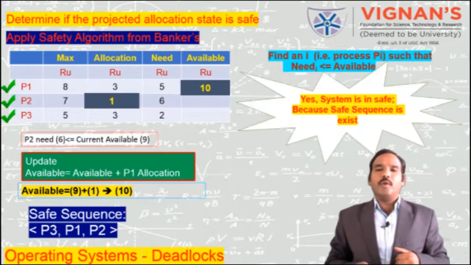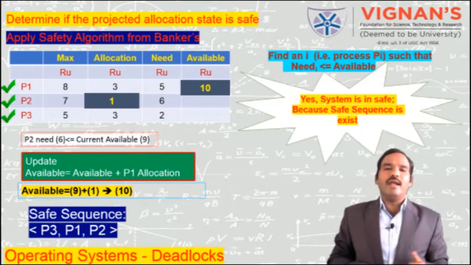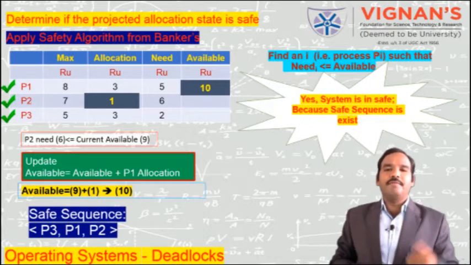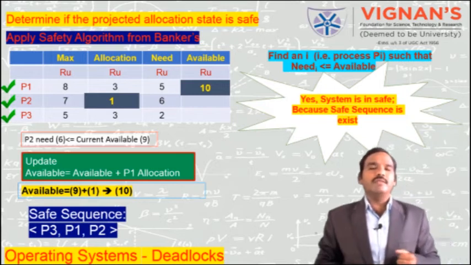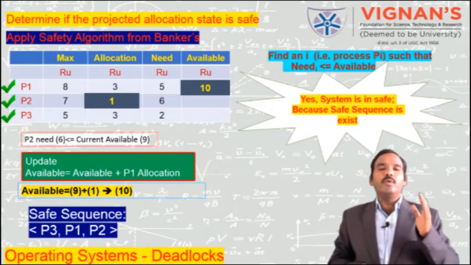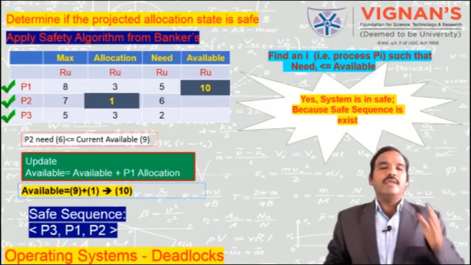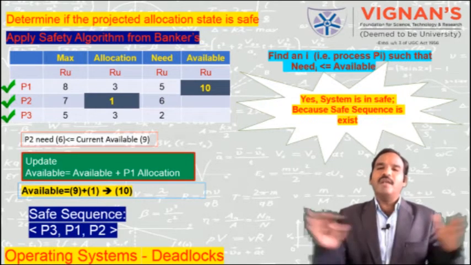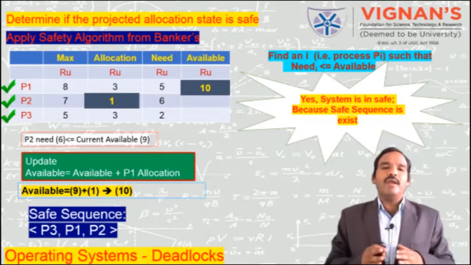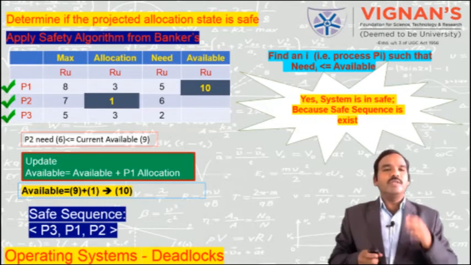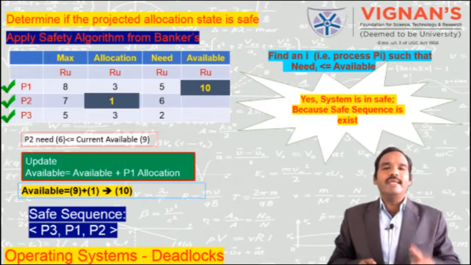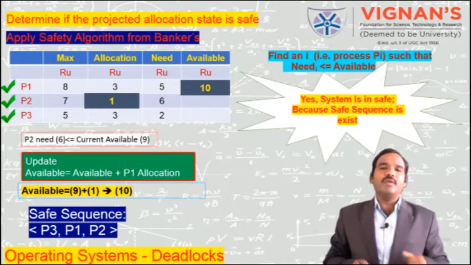Finally, you can say that the system is in a safe state, because safe sequences exist. If you allocate the resources in the order P3, P1, P2, then definitely we can avoid the deadlock. So this is the first problem in the given question.